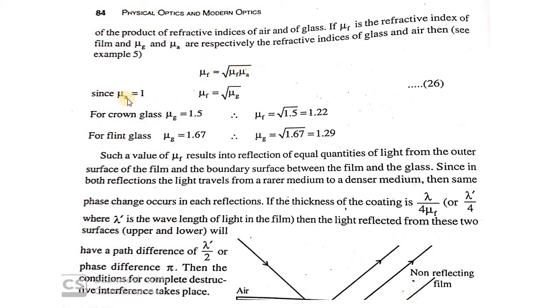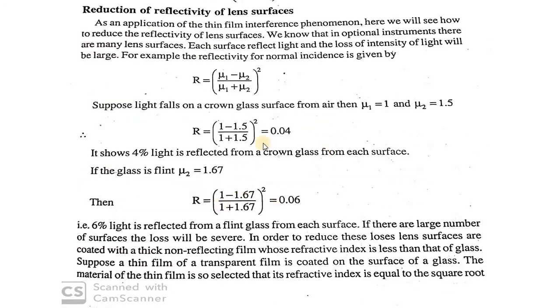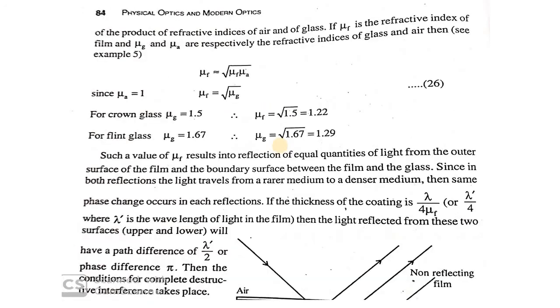Suppose the glass has a refractive index mu G and air has a refractive index of 1. What you get is mu F, the film index, is the square root of the refractive index of glass. For crown glass, if mu G is 1.5, the square root of mu G is 1.22, and for flint glass you get 1.29. If you substitute and look, the reflectivity is considerably reduced, to about 1% or less than 1%.